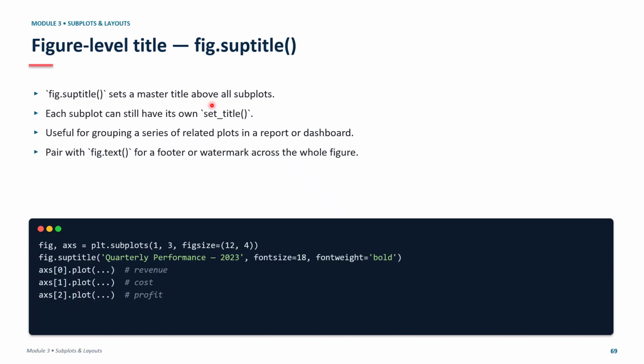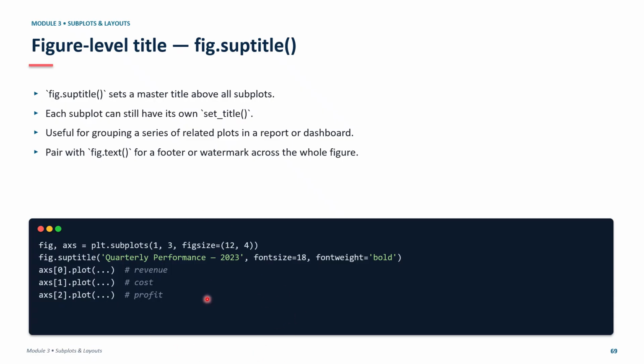And now let us see the method called fig.suptitle. This is an essential feature for any multi-panel figure. It can set a single title above all the subplots. Say you can give something like "Quarterly Performance 2023". Let there be n plots in this entire figure, and you can give the suptitle, which is like a title for the entire panel.